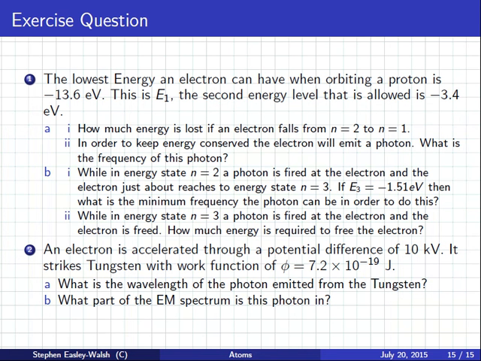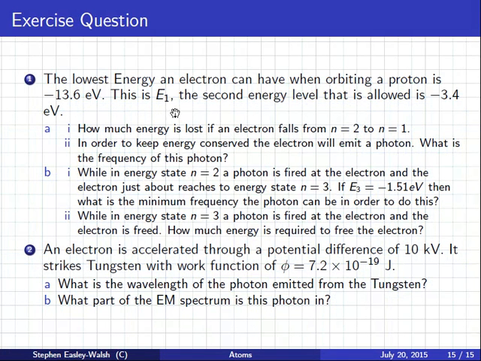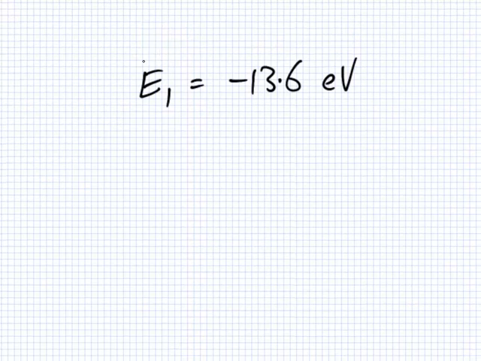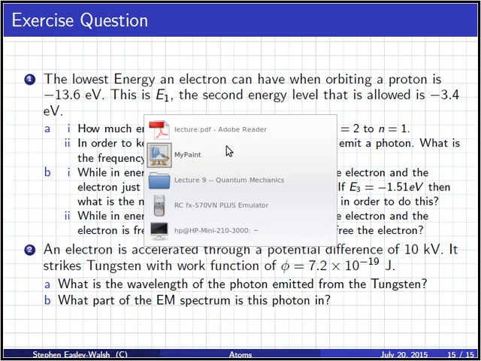Alright. The lowest energy an electron can have when orbiting a proton is minus 13.6 electron volts. The second energy level is minus 3.4 electron volts. How much energy is lost if an electron falls from 2 to 1?